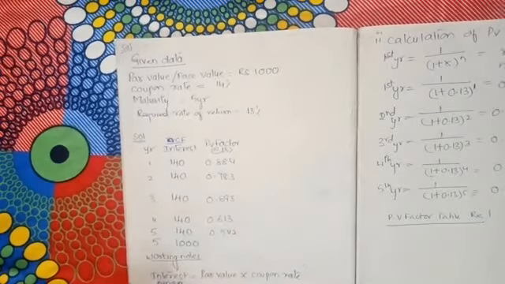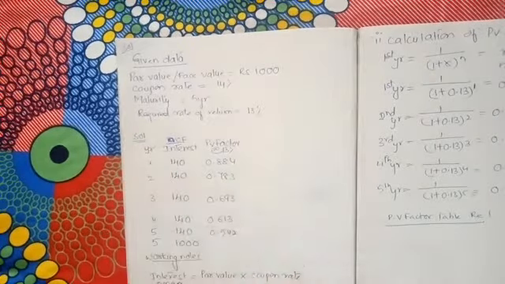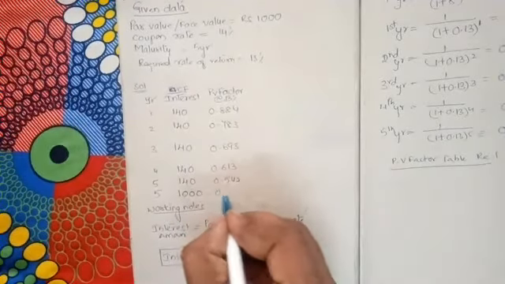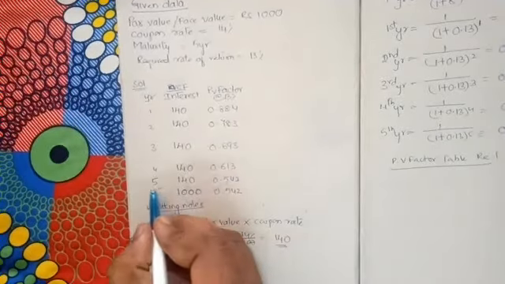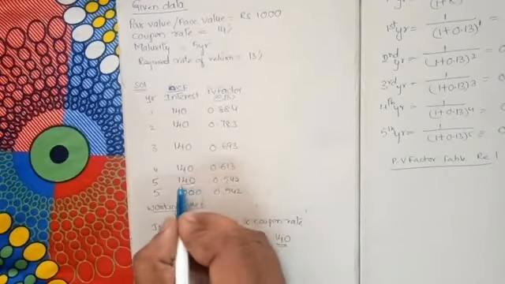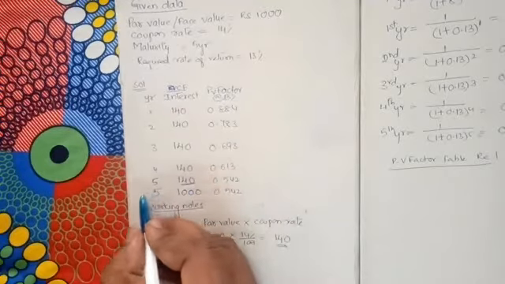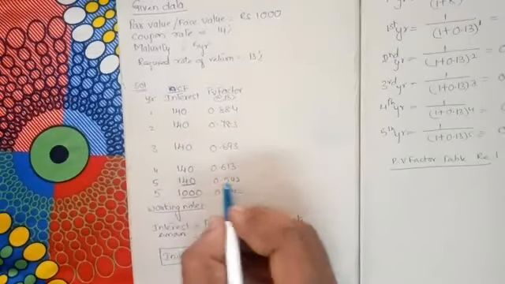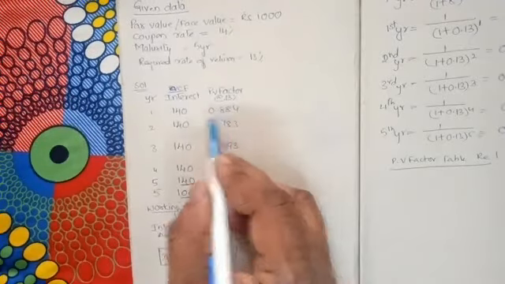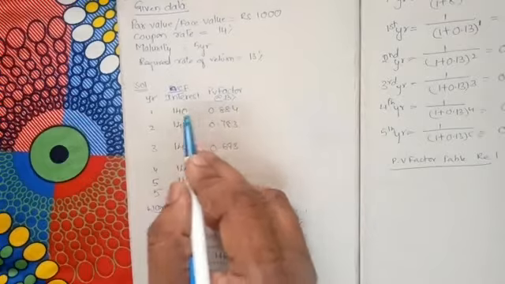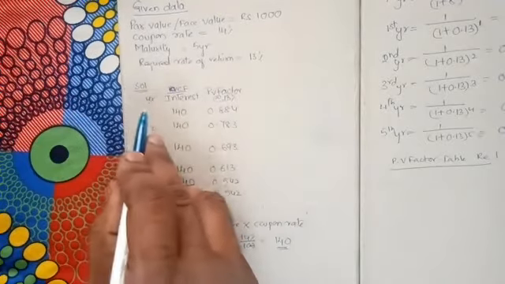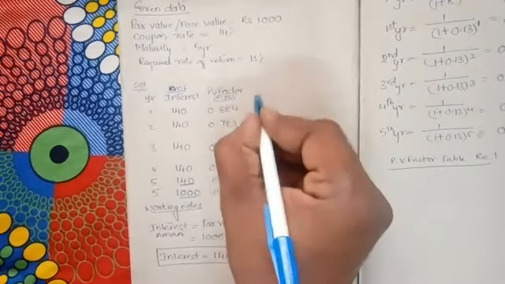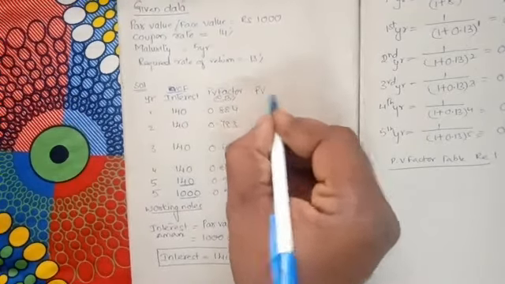And what will it be for 1000? For 1000 it will also be 0.542. Why? Because in the fifth year we are also getting 140 interest, and at the end of the fifth year we are also going to get 1000 rupees. So what we are trying to do here is see the value of the 140 that we are going to receive after 1 year. What is the value of that 140 today? That's why we call it present value.